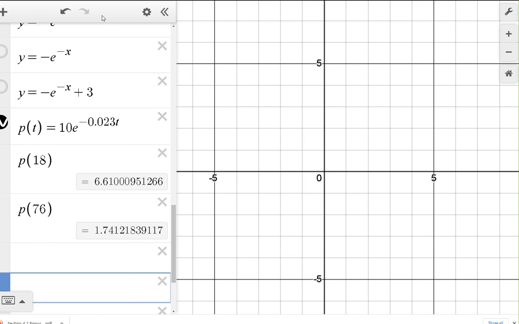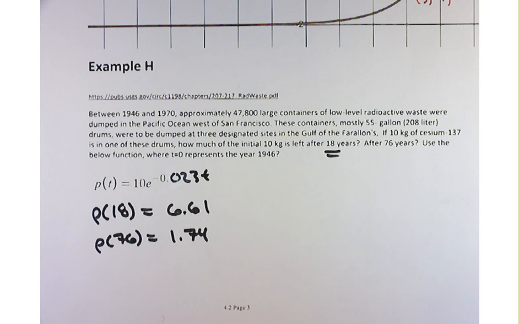All right. Good, good, good. All right, that'll call it a day on section 4.2.